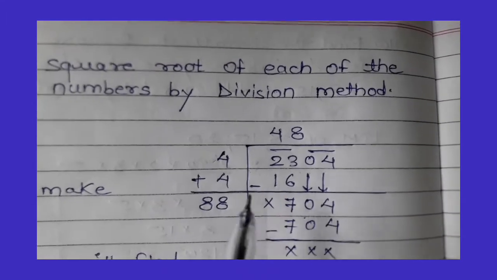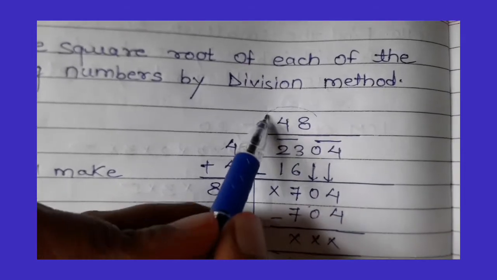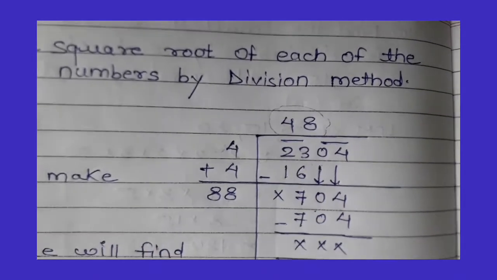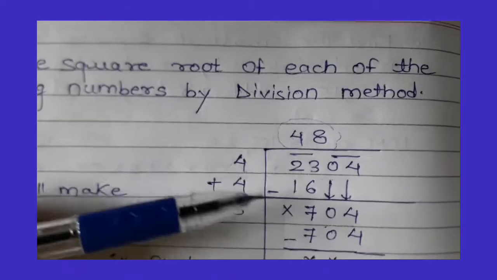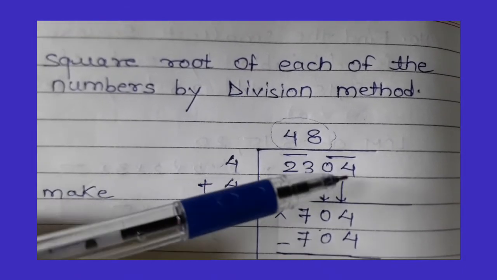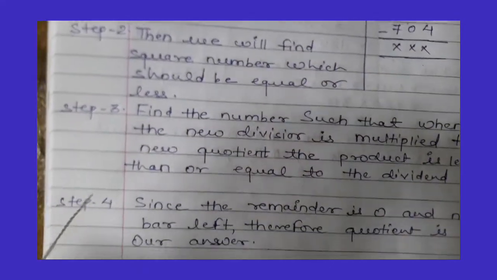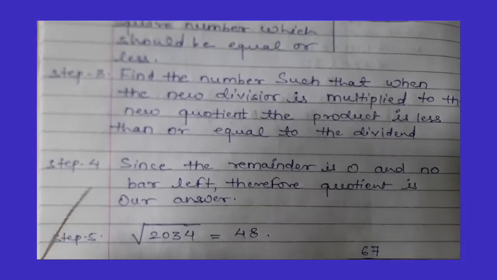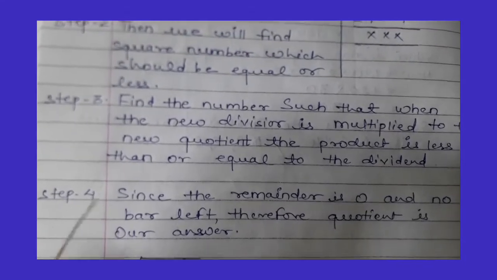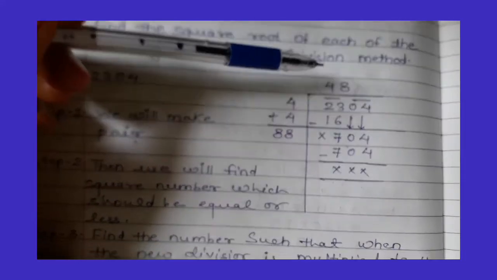So what we got here, whatever quotient we got here, this is the square root. So then we can write the square root of 2304 is 48. Simple. Then next question. Since the remainder is 0, whatever quotient is there is our answer, our square root.